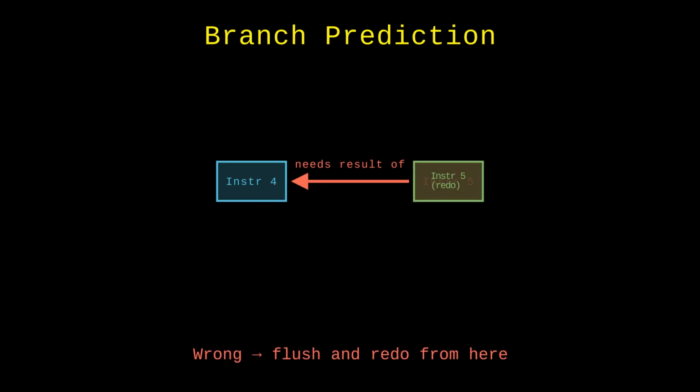When they get it wrong, they have to go back and redo a few steps, which costs a tiny bit of time. This is called branch prediction, and it's one of those things that sounds like it shouldn't work but absolutely does. Let's make all of this concrete.